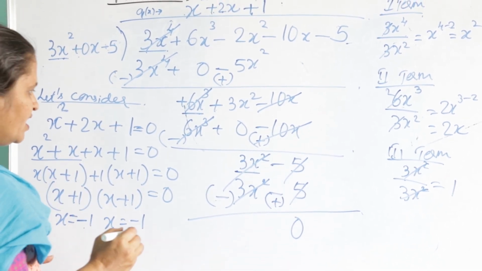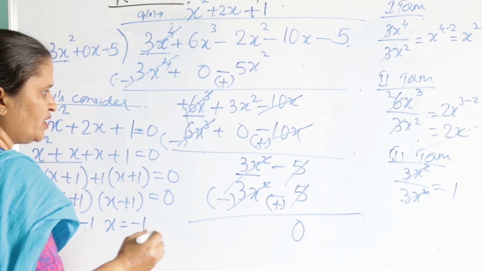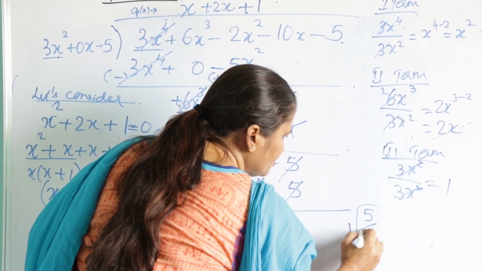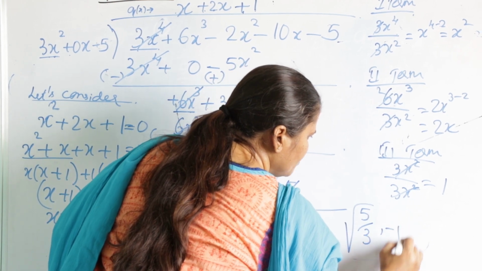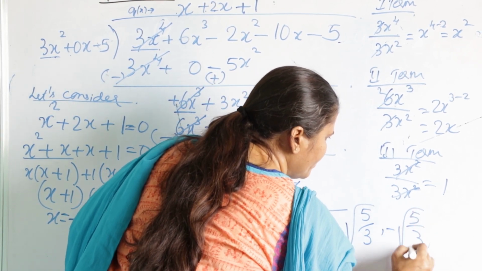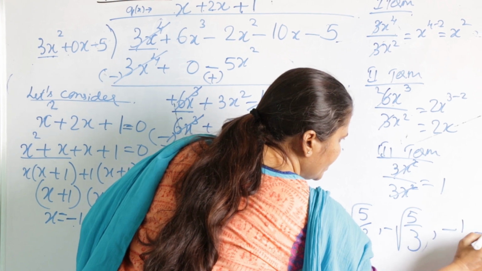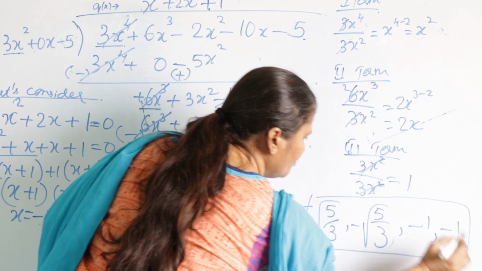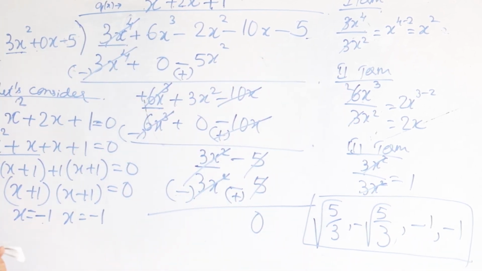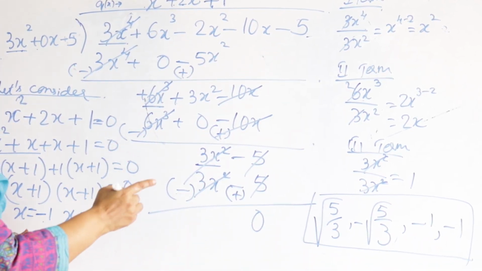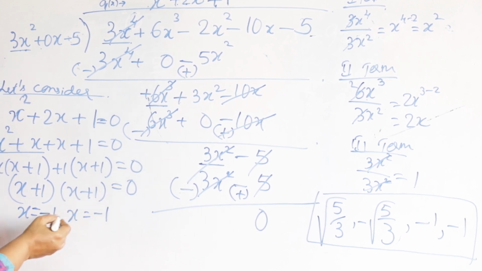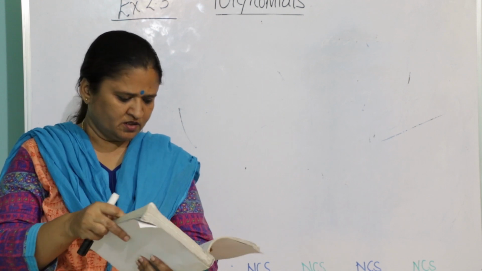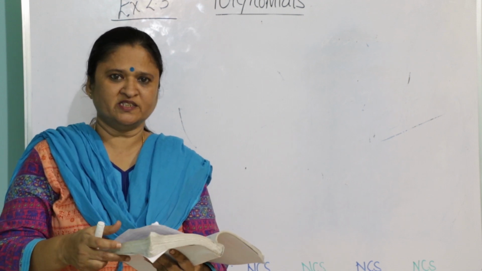Finally, what are the 4 zeros of this polynomial? What they have given: plus root 5 by 3, minus root 5 by 3, minus 1, minus 1. Right? Degree of polynomial is 4. So we got minus 1 and minus 1. Both these are our zeros. Now let us solve question 5 of exercise 2.3.